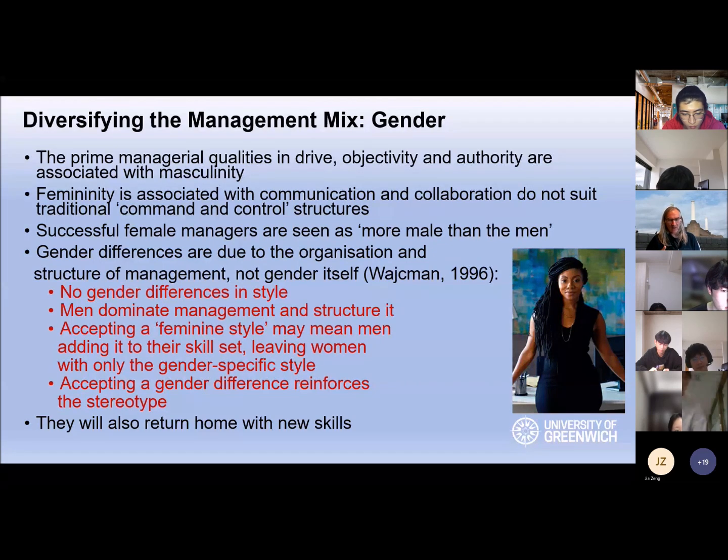Women have no more predilection towards communication than men have a predilection towards taking command and controlling. And there's no reason, excuse me, let me just have a drink of tea.